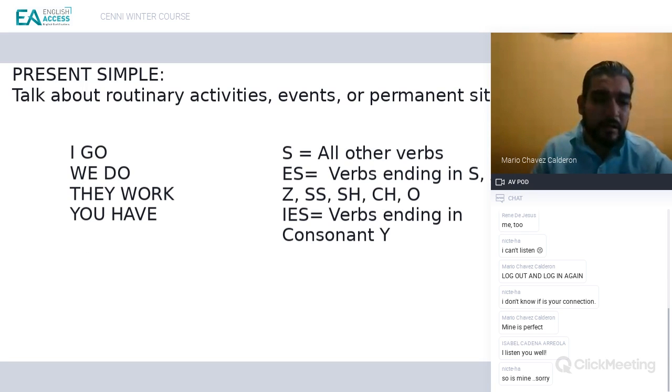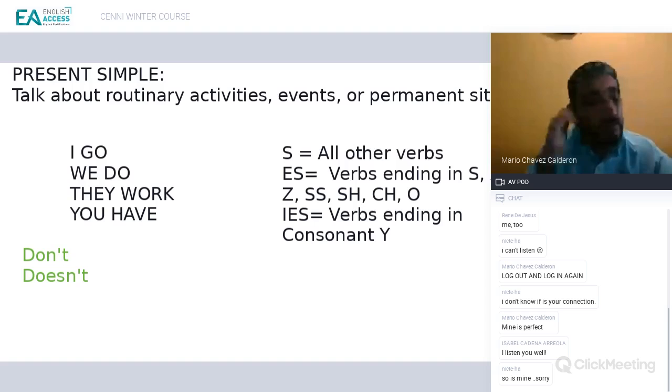Okay, this is when we talk about the affirmative form, right? When we talk about the negative form, we use the auxiliaries don't or doesn't. But in the case of the auxiliary doesn't, we do not use the suffixes in the verbs. Okay, very good. So we use don't or doesn't in the negative form, but when we use doesn't, we don't use the suffixes on the verbs.